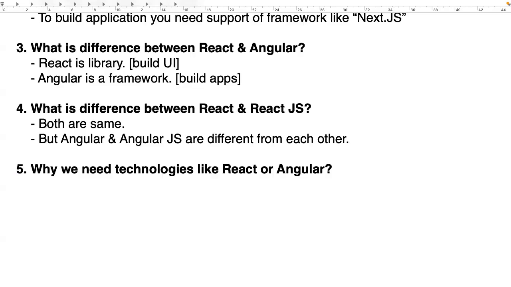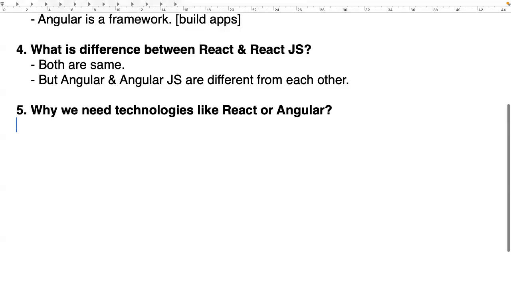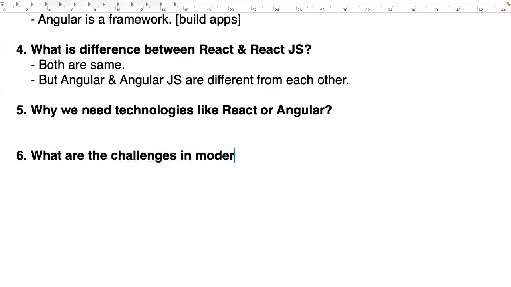But the point is, earlier what did we used to do? Earlier, which technology was used for building applications, for building interactive user interfaces? Now the question is, why do you need technologies like React and Angular? To answer this question, there is one more point you should know. What are the challenges in modern web development?